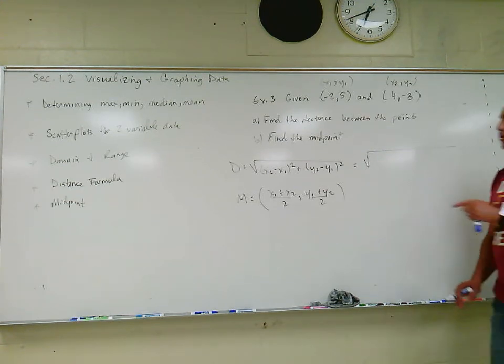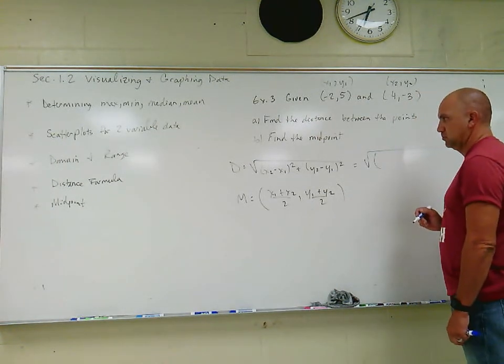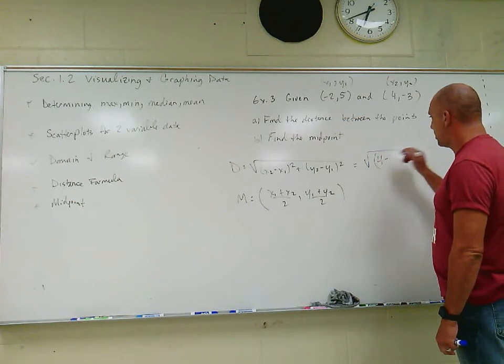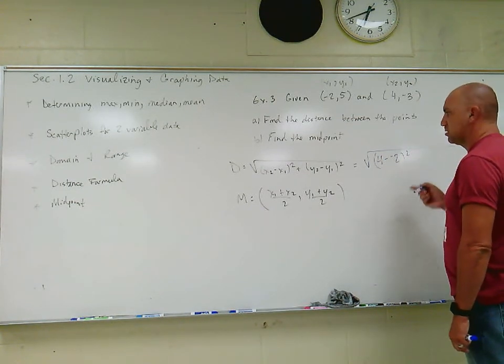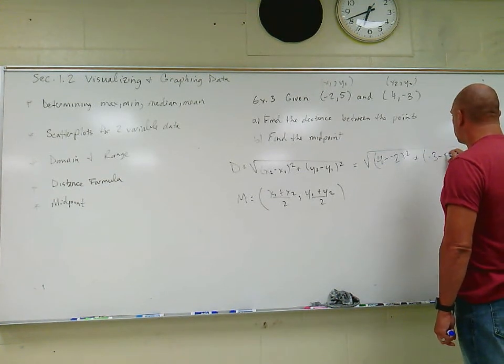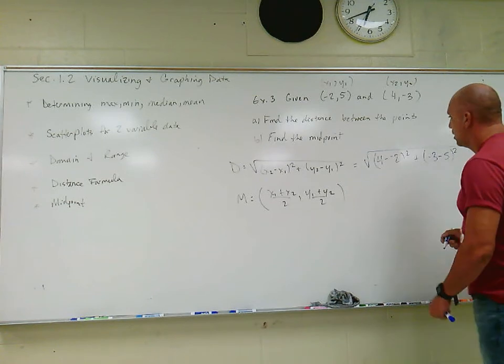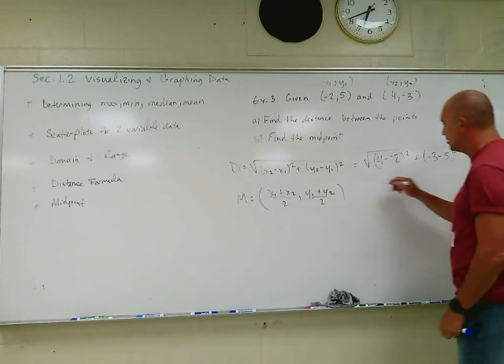So let's see. Who can tell me what to write right here? What goes in place of x2? 4. 4 minus what's x1? -2. All right, and then we're going to square that number in just a second. Plus y2 is -3 minus y1 is 5 squared. So this becomes what number in the parentheses? +2. How about a 6? 6. Yeah, sorry. And then you're going to square it, and you're going to get what? 36.